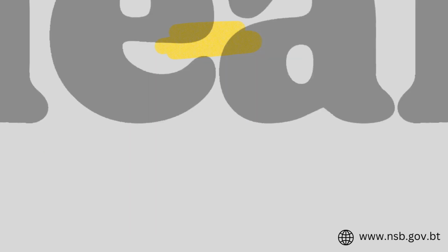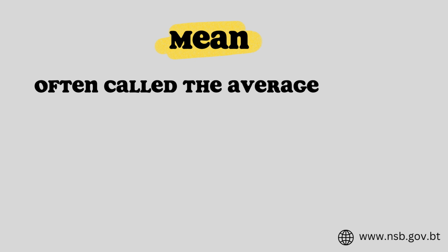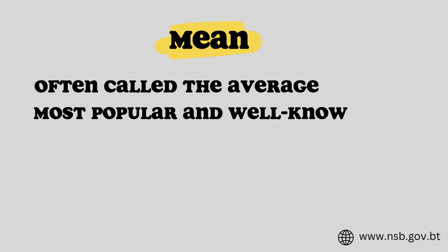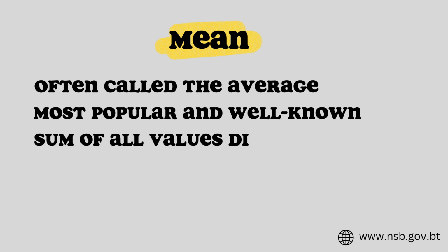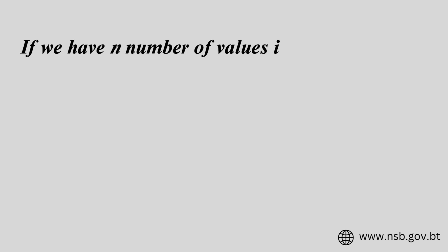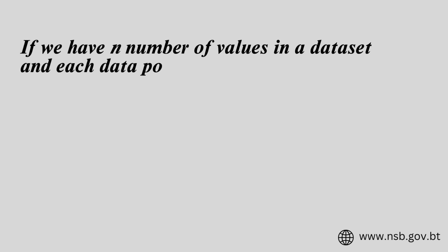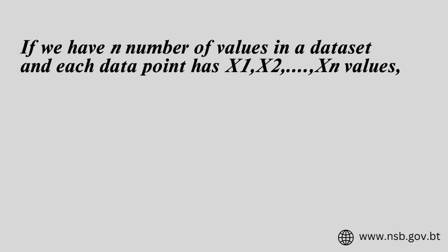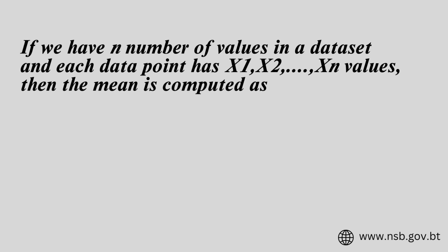Firstly, let us look at mean. What is mean? The mean, often called the average, is the most popular and well-known measure of central tendency. It is the sum of all the values in the data set divided by the number of values in the data set. If we have n number of values in the data set and each data point has x1, x2 and so on up to xn values, then the mean is computed using the formula below.